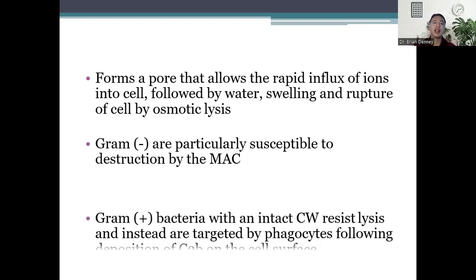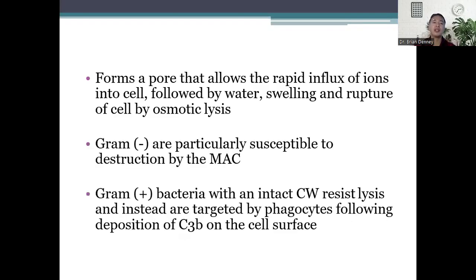So gram-negative bacteria are particularly susceptible to destruction by the MAC complex, whereas gram-positive bacteria, which have an intact cell wall, resist lysis and instead are targeted by phagocytes following deposition of your C3b on the cell surface. So let me explain this one by one. Why is gram-negative more susceptible to your MAC complex?